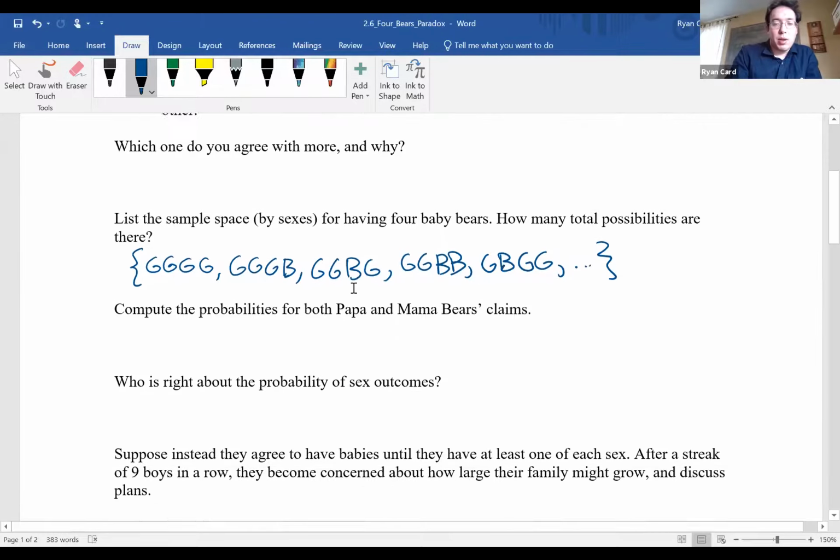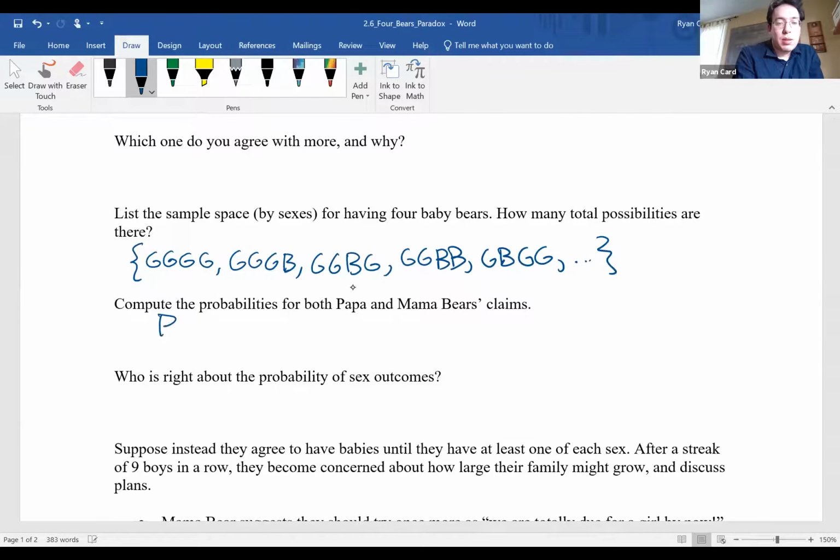Okay, so I want you to compute. It turns out that there are 16 possibilities. So I want you to compute the probability of 2 boys and 2 girls, so that's the probability of having 2 each. Count the number of situations where you have 2 boys and 2 girls, and then divide that by 16. That would be the probability of getting 2 and 2.